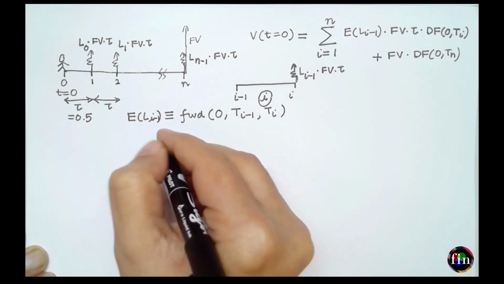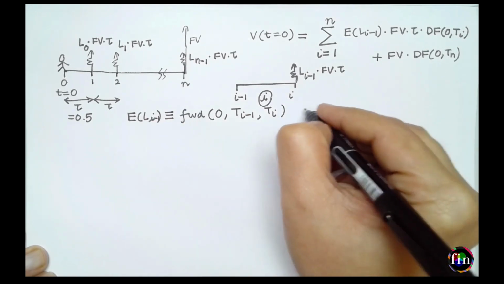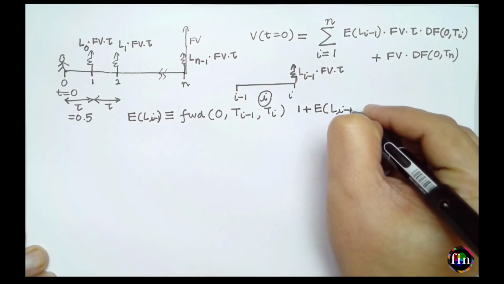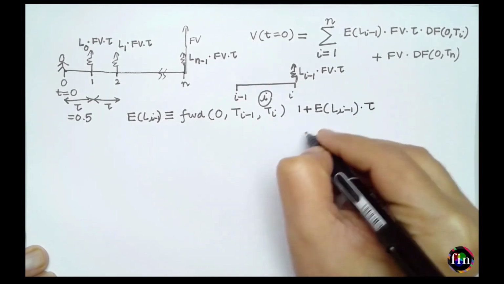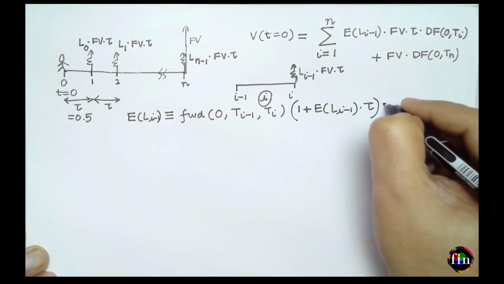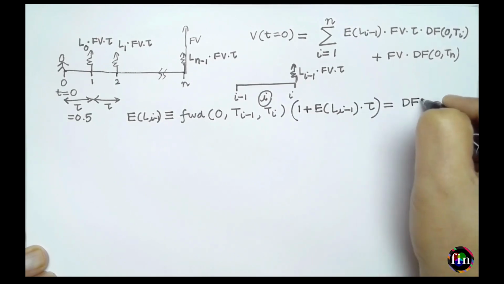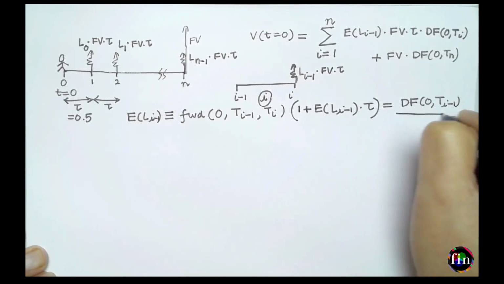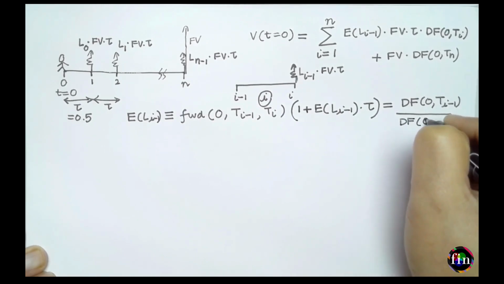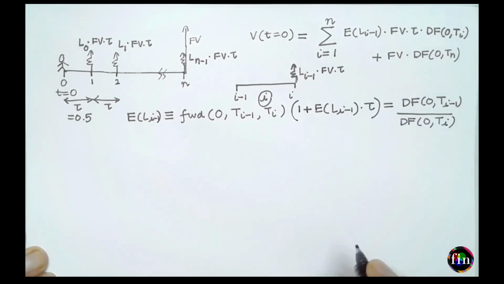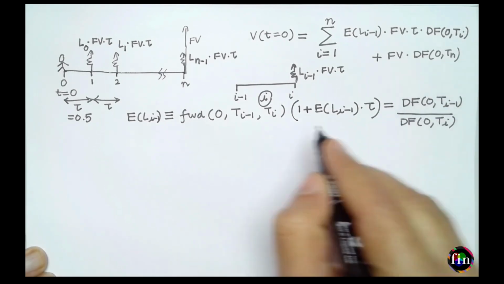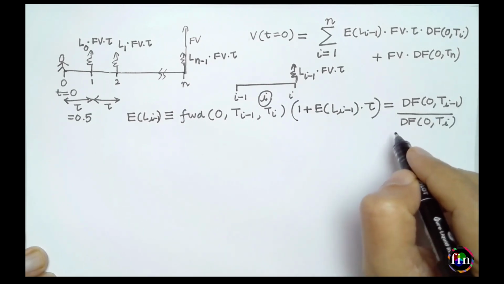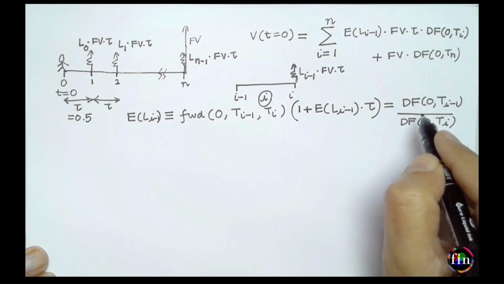So I can write the equation which gets me this as: 1 plus the expected LIBOR at time ti minus 1, times the period tau, should be equal to the discount factor from today till time ti minus 1, divided by the discount factor from today till time ti. This way of writing the formula, connecting the forward rate with the two spot rates, is a much more generic way of doing it because it takes into account all kinds of compoundings.